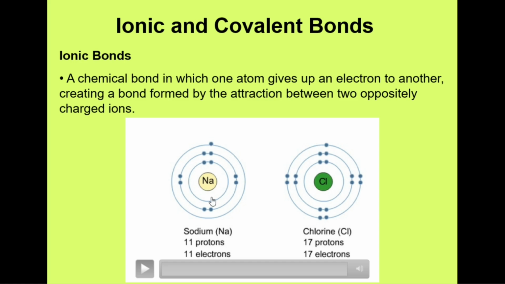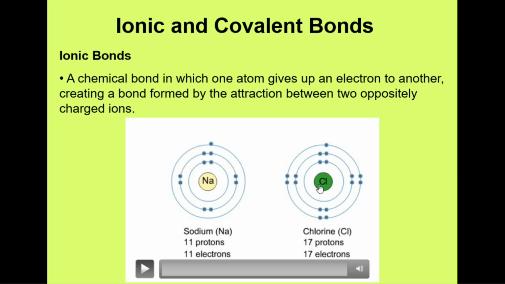So that means that sodium loses an electron. It will then have 11 protons, but only 10 electrons. So sodium is going to become a cation. Chlorine is going to gain an extra electron. So it will have 17 protons, but 18 electrons. So chlorine will become an anion.